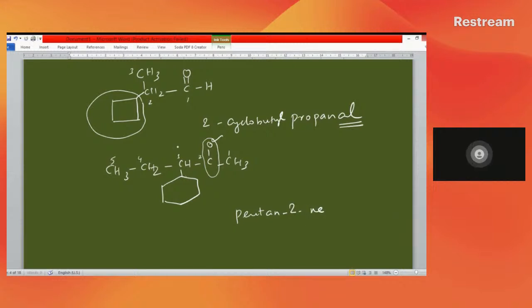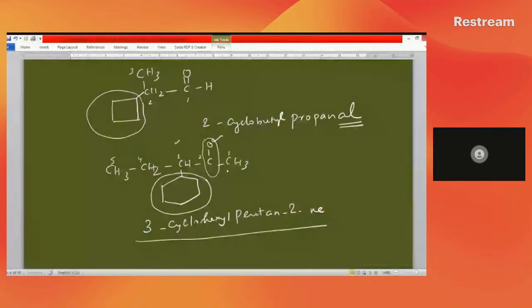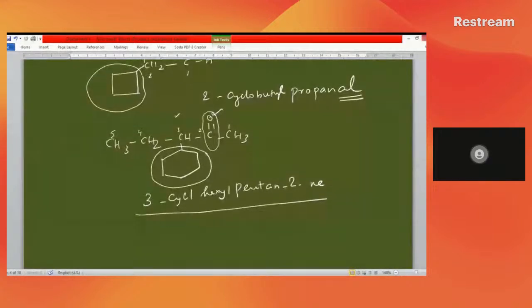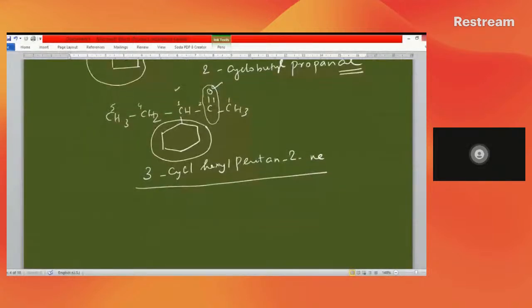Now the branch is found at third position. This highlighted line, the name of the branch is cyclohexyl. So thus it is 3-cyclohexyl pentan-2-one. That's the compound's name. It has got a functional group, C double bond O. So many examples can be given for this case.